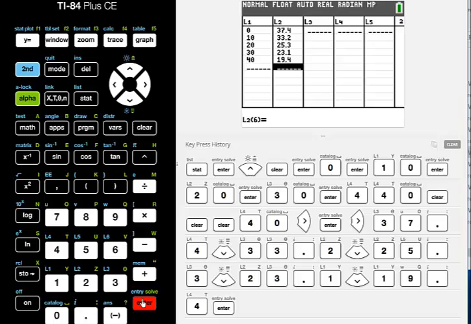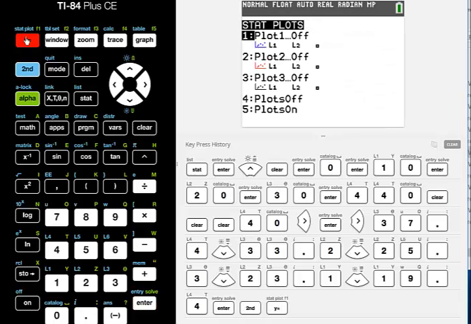All right, the next thing I have to do is turn on the plot of the calculator. The place I need to go to is called Stat Plot. It's right up here in blue, which means to choose it, I need to hit the blue button. So the blue button followed by Stat Plot. And I'm going to choose Plot 1.